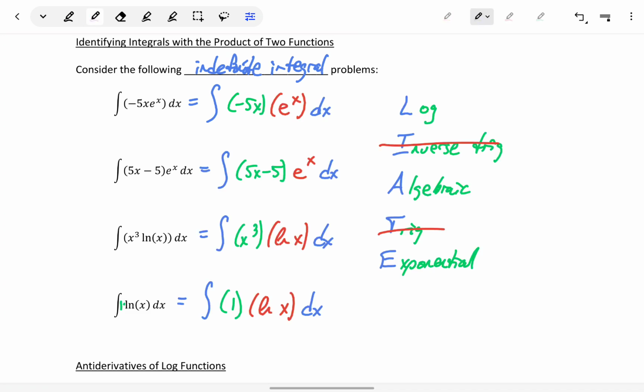What this is telling us is that once we start this process, our log function, if we have a log function present in the problem, that's going to be the first substitution we want to make. If there's no log function, then we want to look for an algebraic function as our first substitution. An algebraic function would be something like 5x minus 5, minus 5x, something that's not a log or an exponential. And then our very last choice would be an exponential function. So we just need to keep that sort of hierarchy in mind for how we make our first choice to proceed with integration by parts.